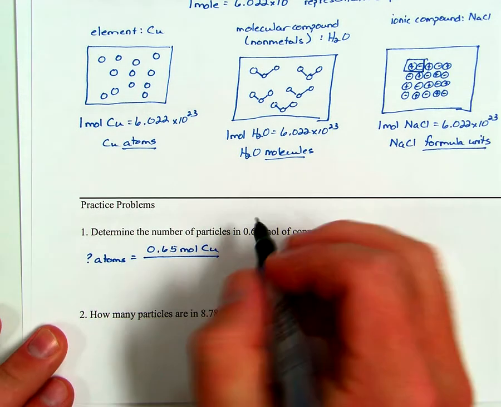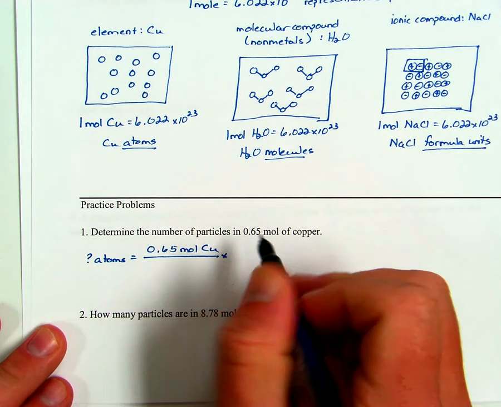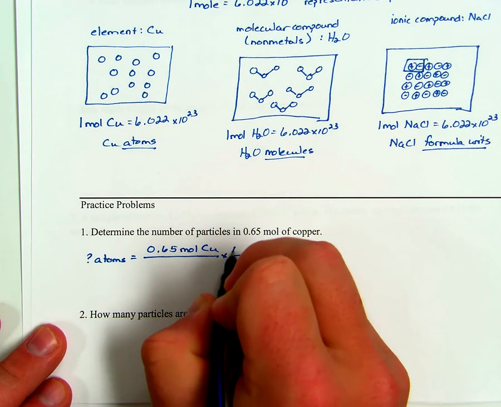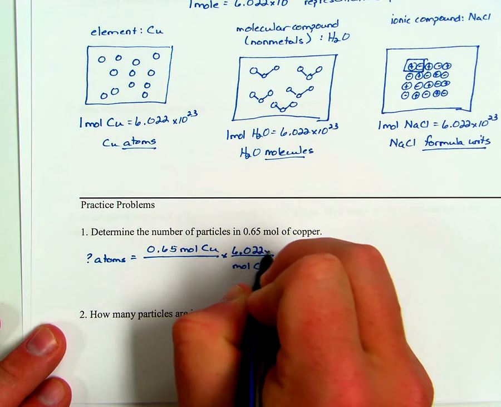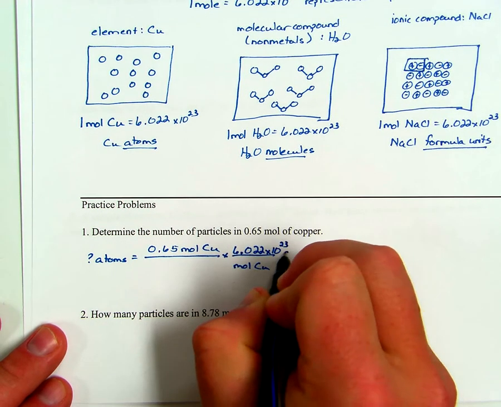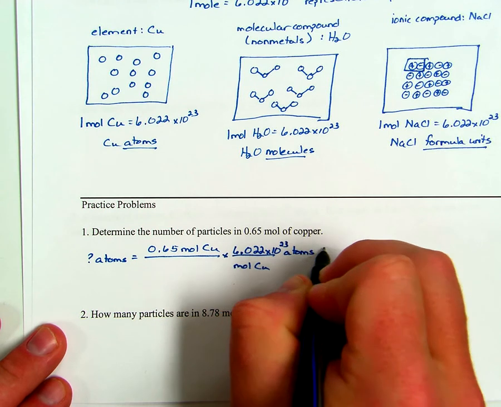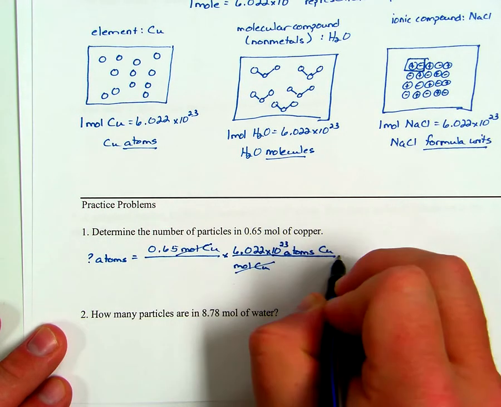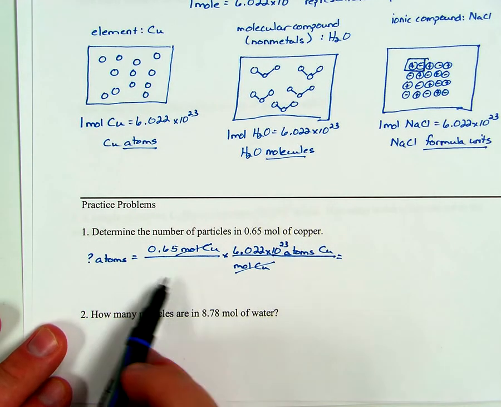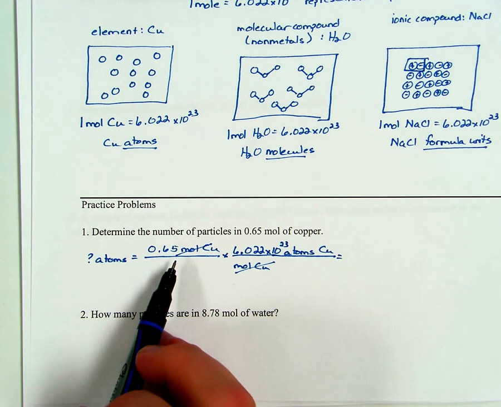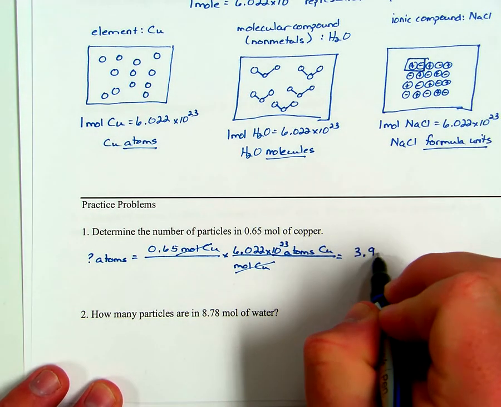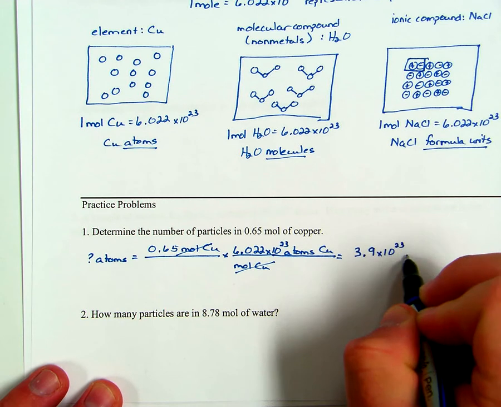Well, I know that 1 mole of copper, and that needs to go on the bottom so the units cancel, would be Avogadro's number, or 6.022 times 10 to the 23rd atoms of copper. That would be the representative particle of copper. And notice here I would get 2 sig figs because the 0.65 is just 2 sig figs. And I believe that's going to give you 3.9 times 10 to the 23rd atoms of copper.